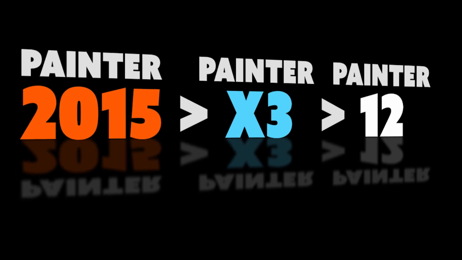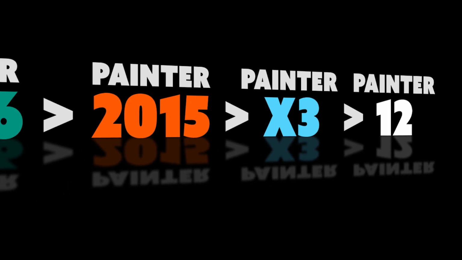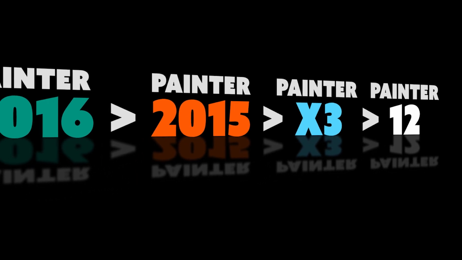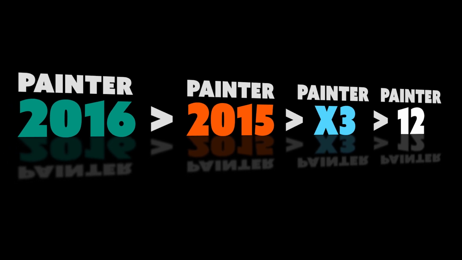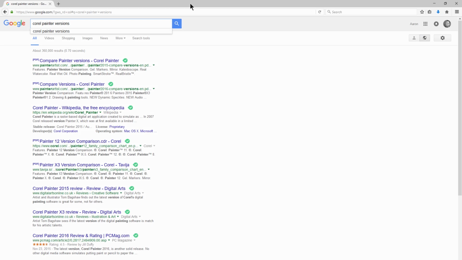Hello there, I'm Corel Painter Master Rutten, and in this video I'll explain the differences between Corel Painter 2016, 2015, X3, and 12. So first of all, Corel has actually made a nice comparison chart, and you can find that by doing a search for Corel Painter versions, and it's this top PDF called Compare Painter Versions. We'll go ahead and take a look at that.